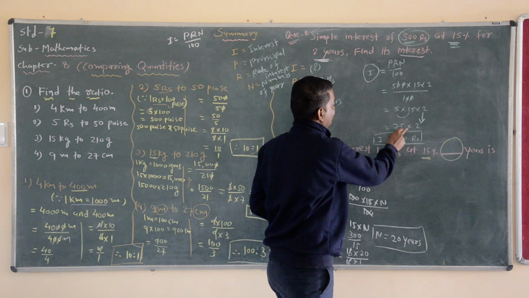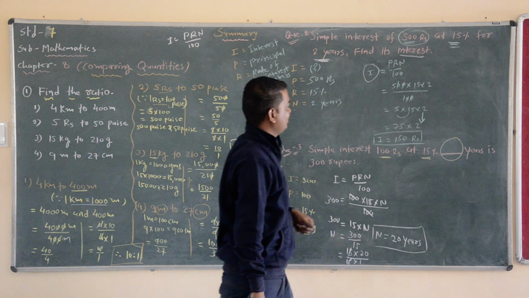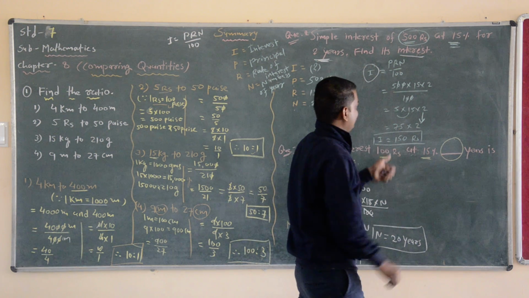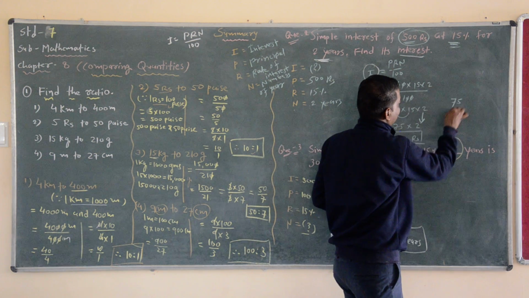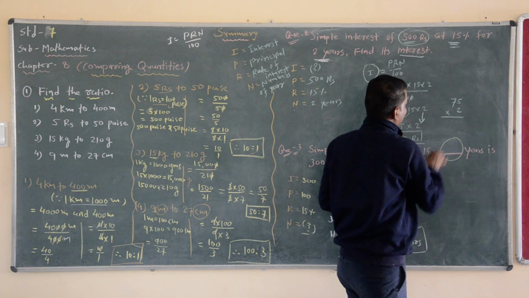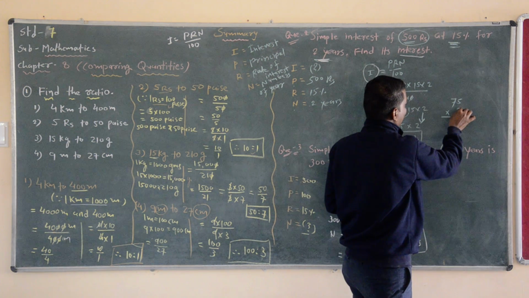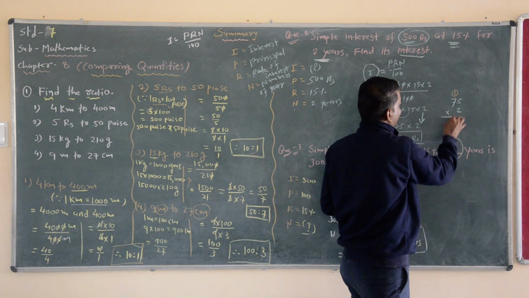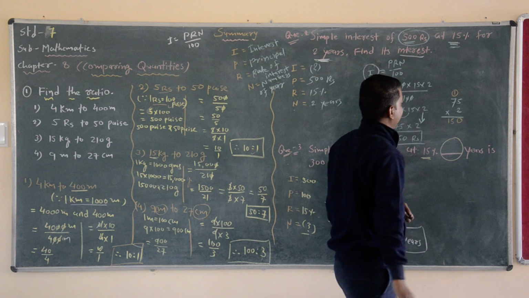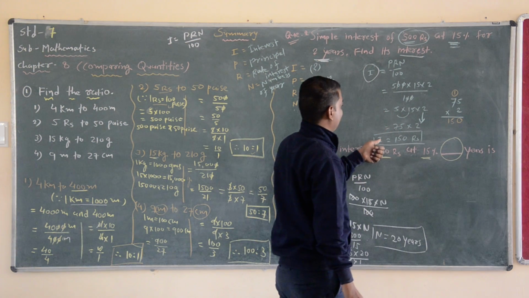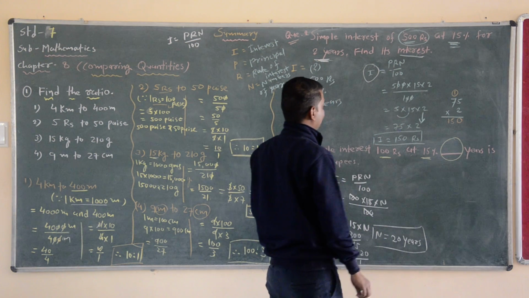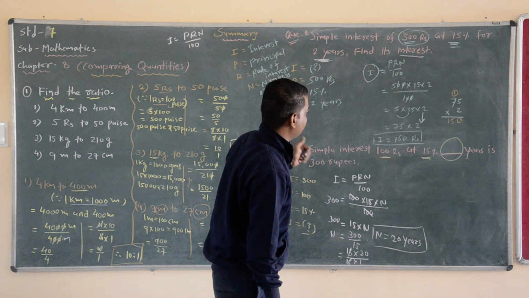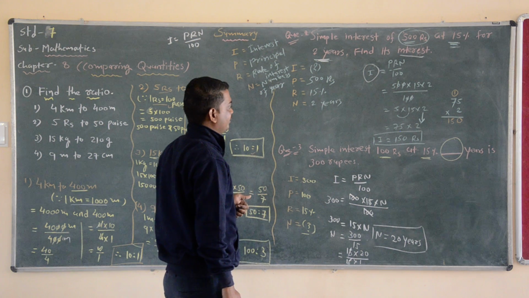Then 75 multiplied by 2. What is the multiplication of 75 by 2? 2 fives are 10, 1 carry, 2 sevens are 14 and 1, so 15. So I is equal to 150 rupees. We have found I, the interest, which is equal to 150 rupees.